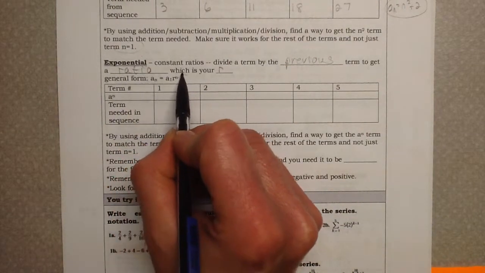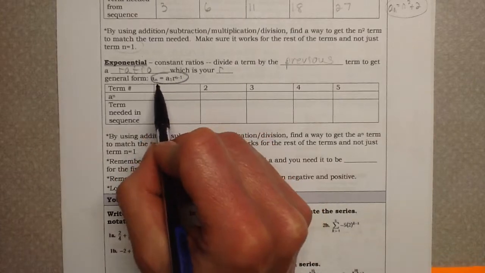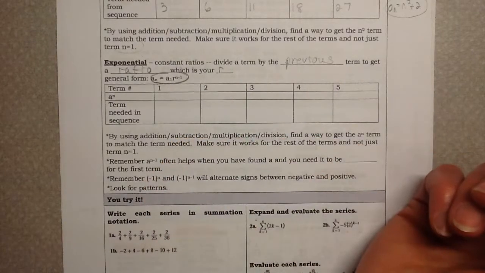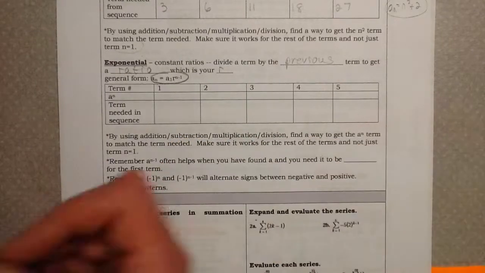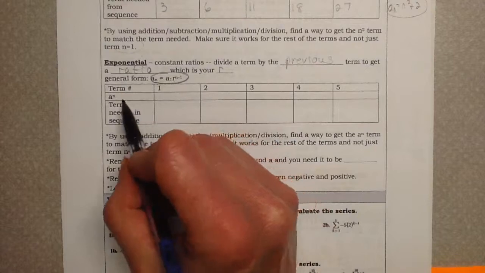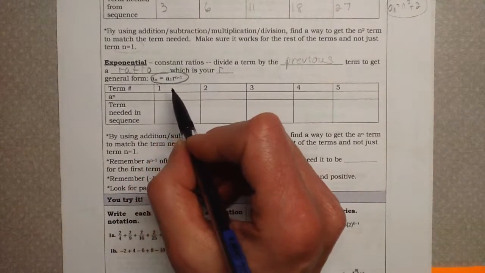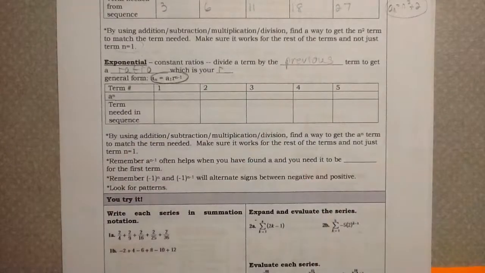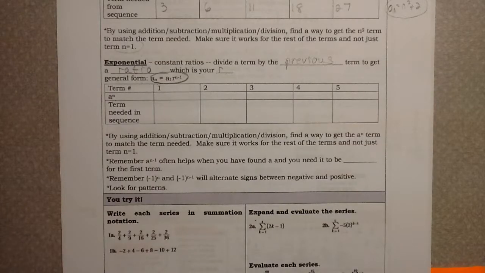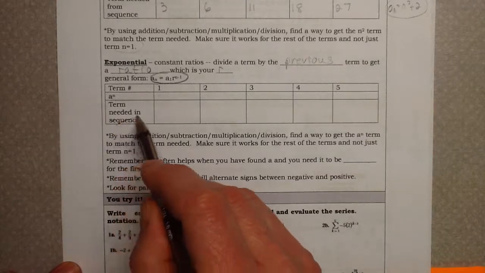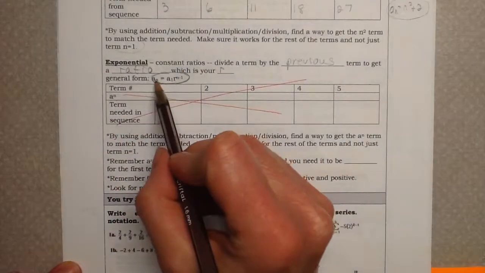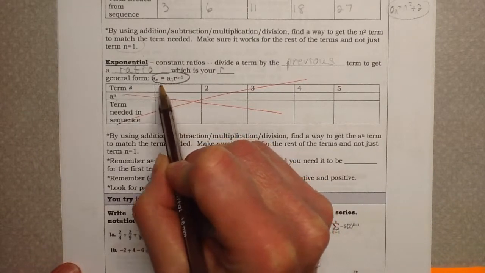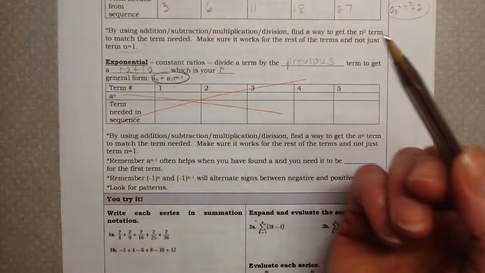And then, I think you need to change yours on your paper. I don't think yours matches this. This should be the general form. It's a sub n equals a sub 1 times r to the n minus 1. Okay, so let's say for term 1, a sub n is going to give us... Okay, and we're going to just skip this example here, but make sure that you change your general form to this for exponential.